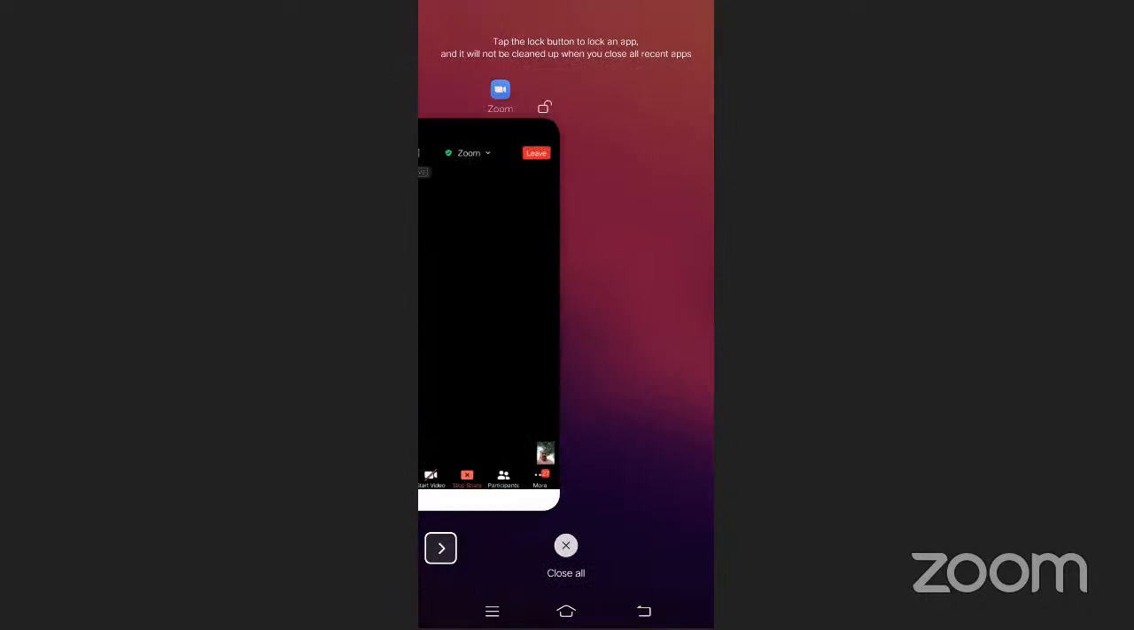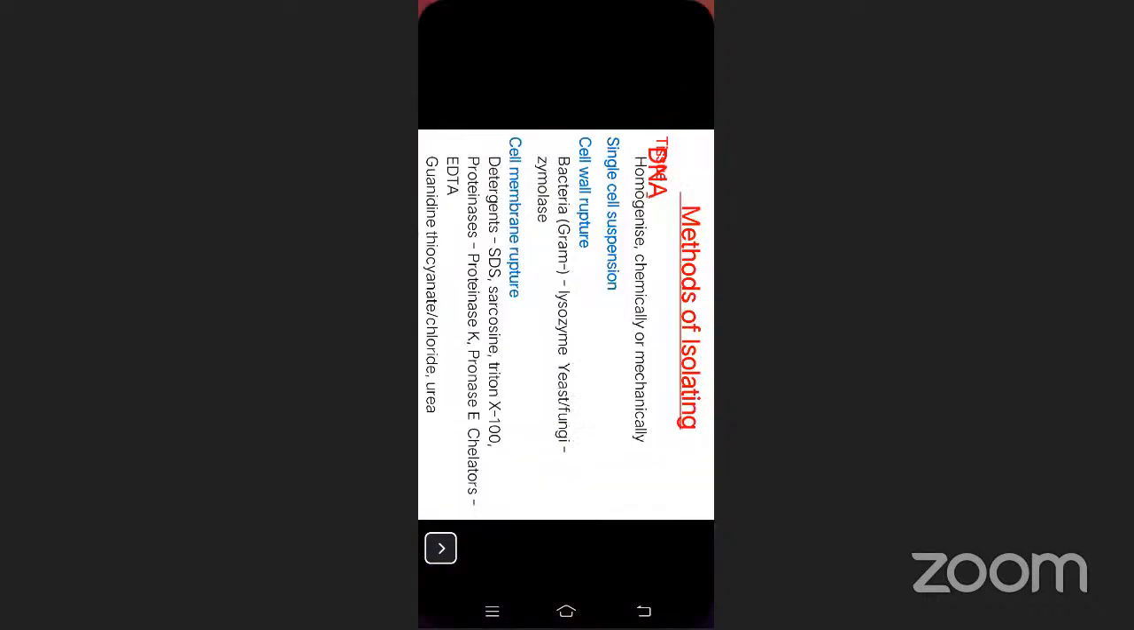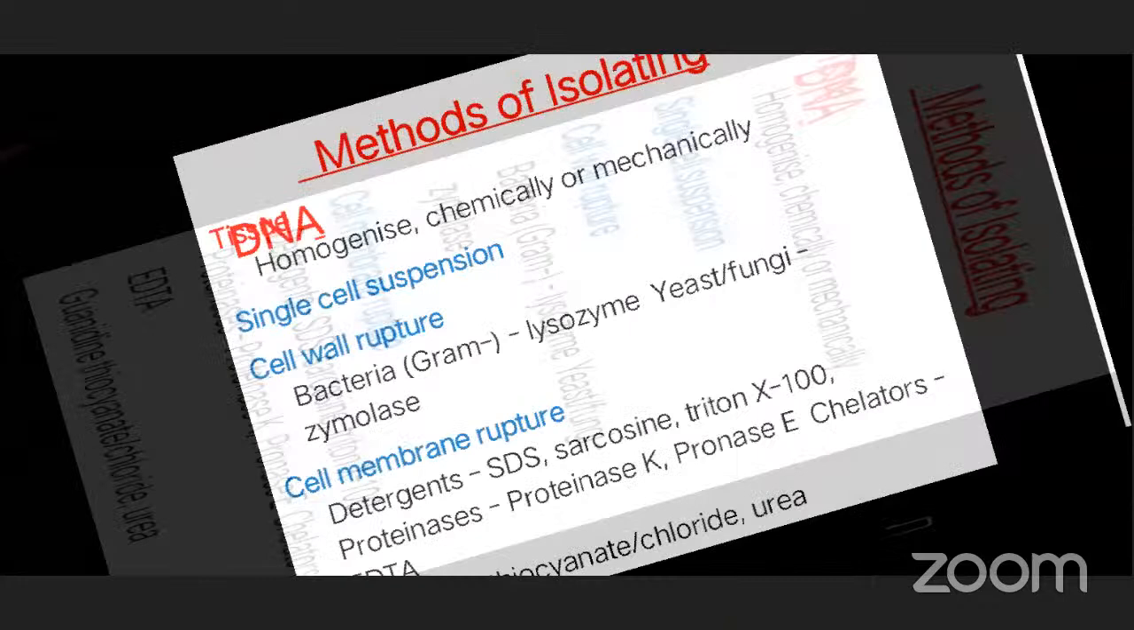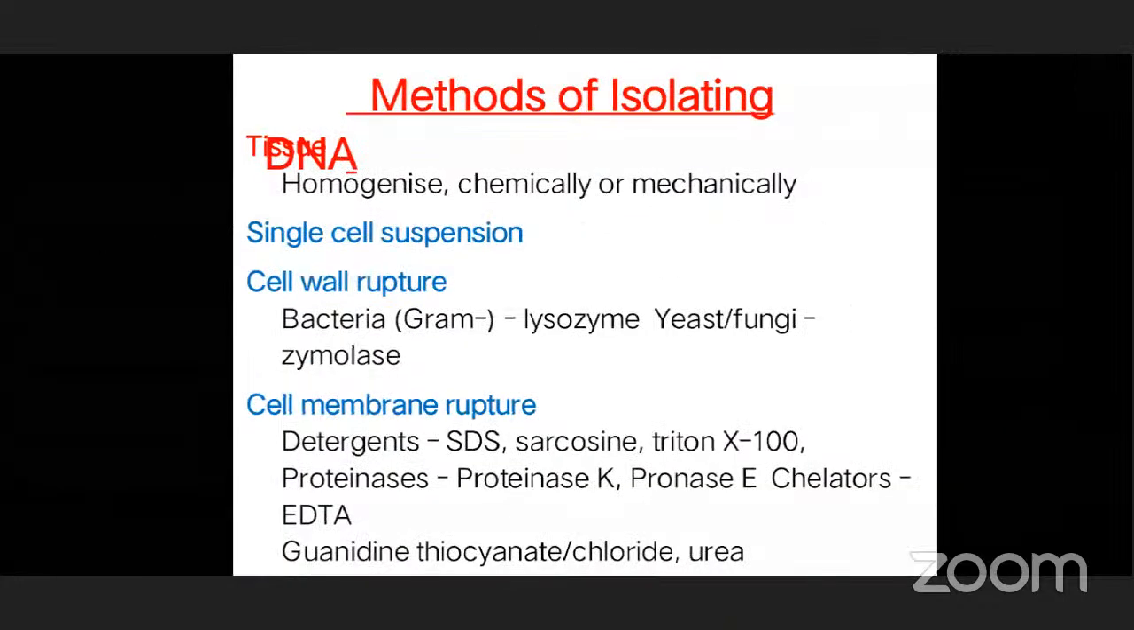Methods of isolating the DNA. First, select the tissue, for which tissue homogenization is required. For example, tissue is homogenized chemically or mechanically. Homogenize means proper mixing of that tissue. It is called homogenize.